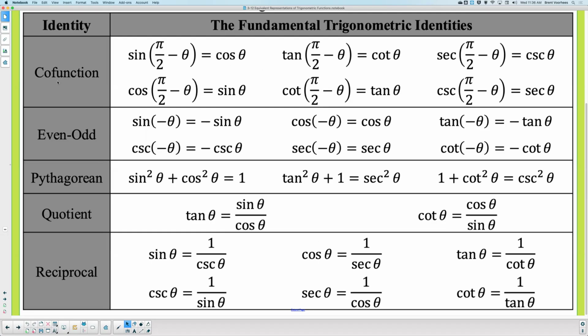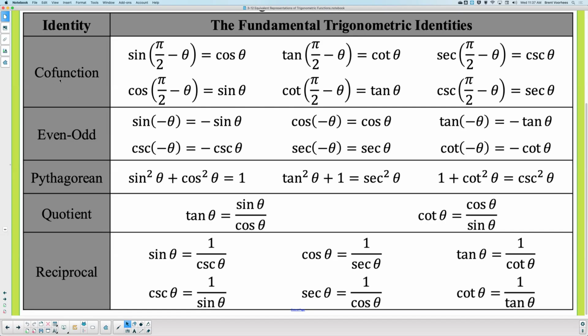The co-function identities, before you get lost in all the math up here, what this does is it changes a sine function to a cosine function or a cosine into a sine. What does it change? Sine to cosine or cosine to sine. It changes a tangent to a cotangent or a cotangent to a tangent. It changes a secant to a cosecant or a cosecant to a secant. I'm going to call these three different families: the sine family, the tangent family, and the secant family.